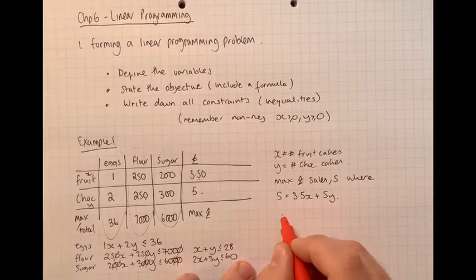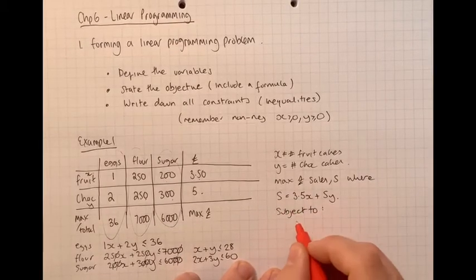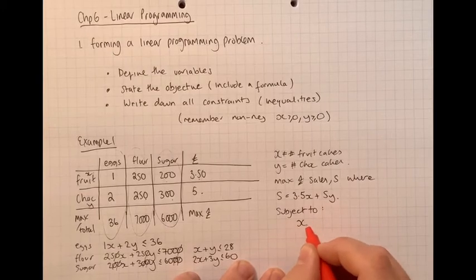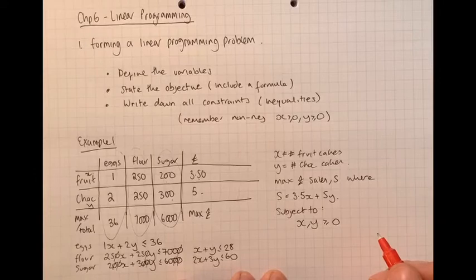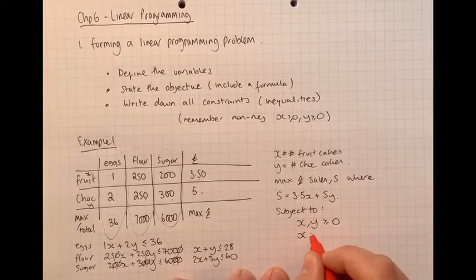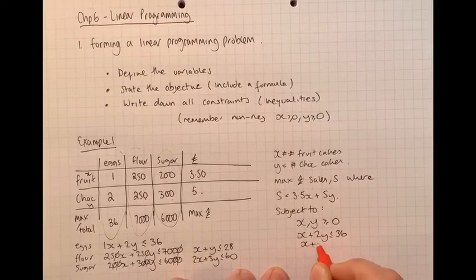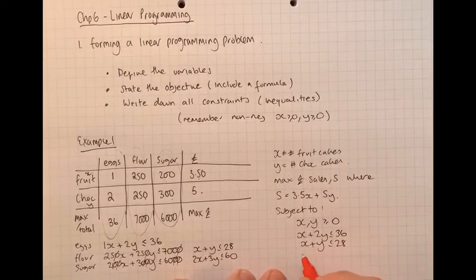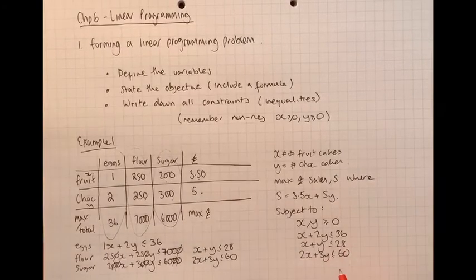So you'd write subject to, and don't forget the non-negative one, x, y is greater than or equal to 0. You can't make a negative amount of cakes, that would be weird. We've got x plus 2y is less than or equal to 36, x plus y is less than or equal to 28, and 2x plus 3y is less than or equal to 60.